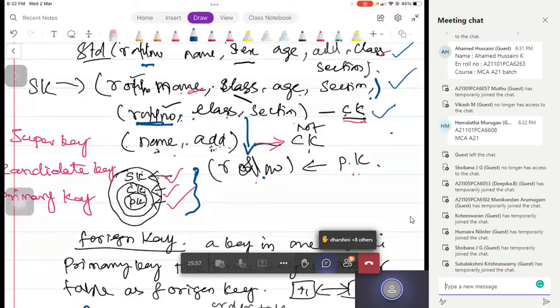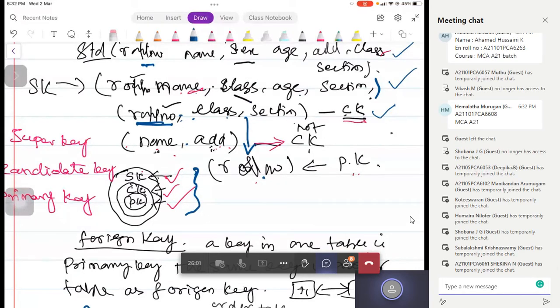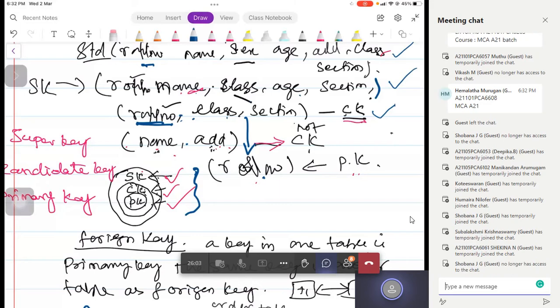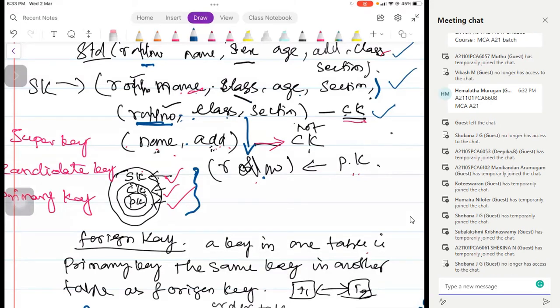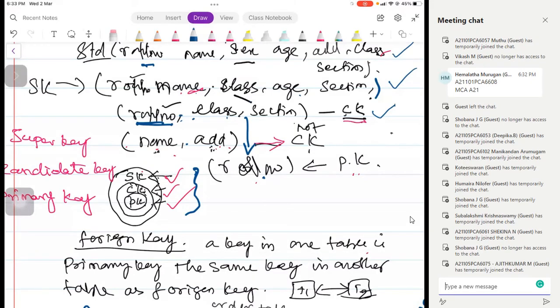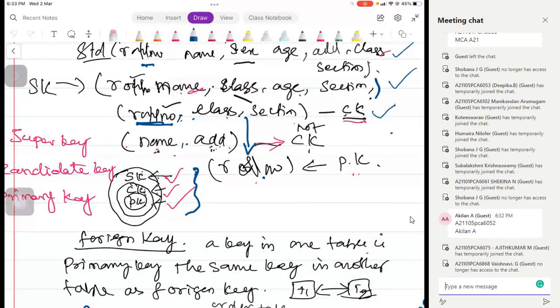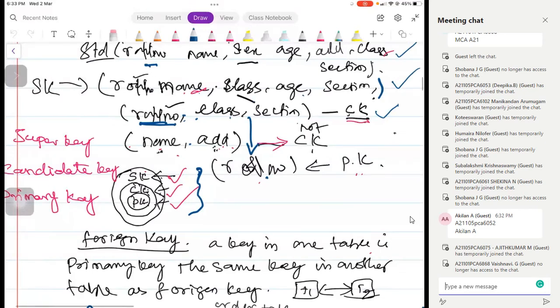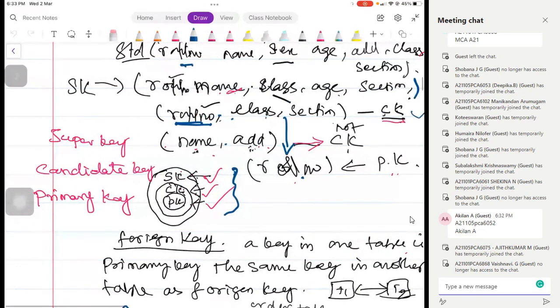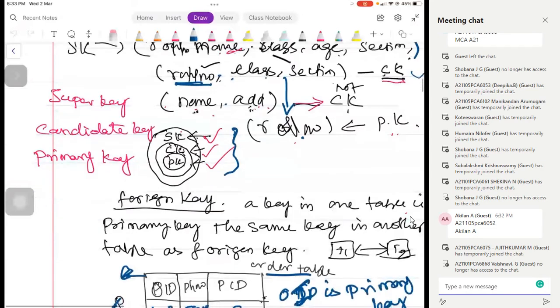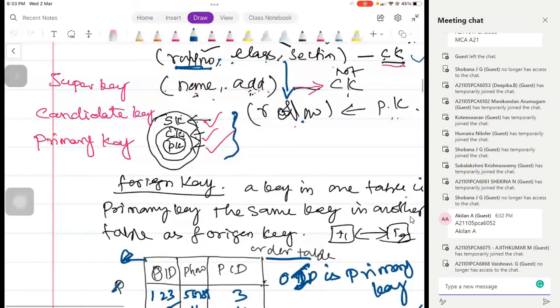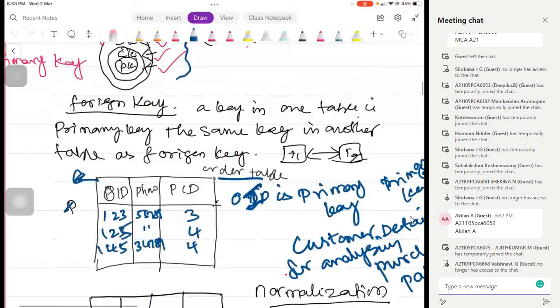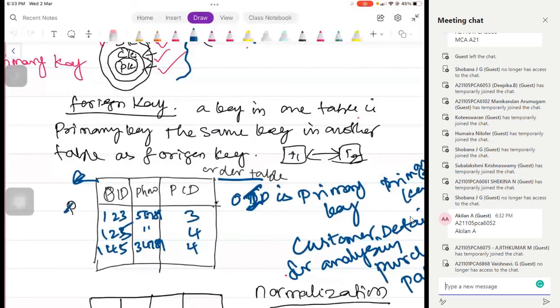Okay. So first is a super key, the set of keys to access a database. A candidate key is a subset of the super key. A primary key is a subset of the candidate key. Understood? Okay. Now you understood what keys are, the different types of keys. One more key is there, that is the foreign key. A key that is the primary key in one table appears as a foreign key in another table.